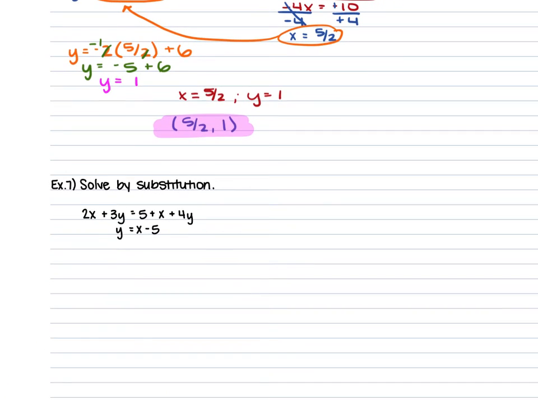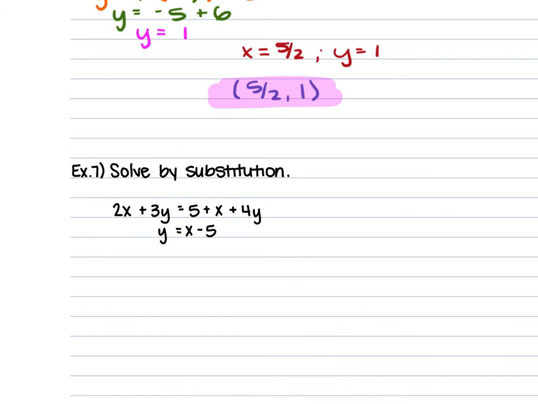For our next example, we have 2x plus 3y is equal to 5 plus x plus 4y, and y is equal to x minus 5. So you can do one of two things here. Since you have y is equal to x minus 5, you can take that x minus 5 and plug it in for everywhere there is a y on that top equation, or you can combine like terms first with that top equation and then plug in that x minus 5 for y. So if I'm going to plug in that y wherever the y is, I would just substitute it in, distribute, combine like terms, get my x by itself.